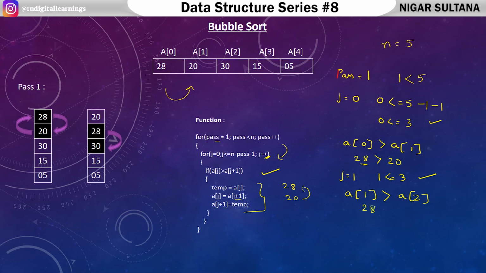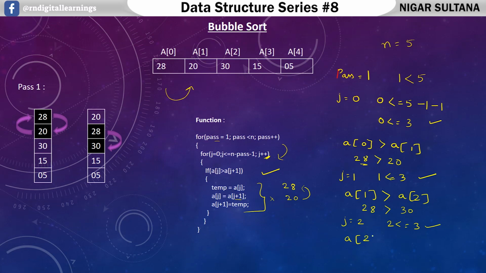Compare. Is 28 greater than 30? It's not true. Then no need of swapping. These statements will not execute in this case. Increment j. J is equal to 2. Is 2 lesser than or equal to 3? Yes. If it is true, check the if condition. A of j is 2 now.